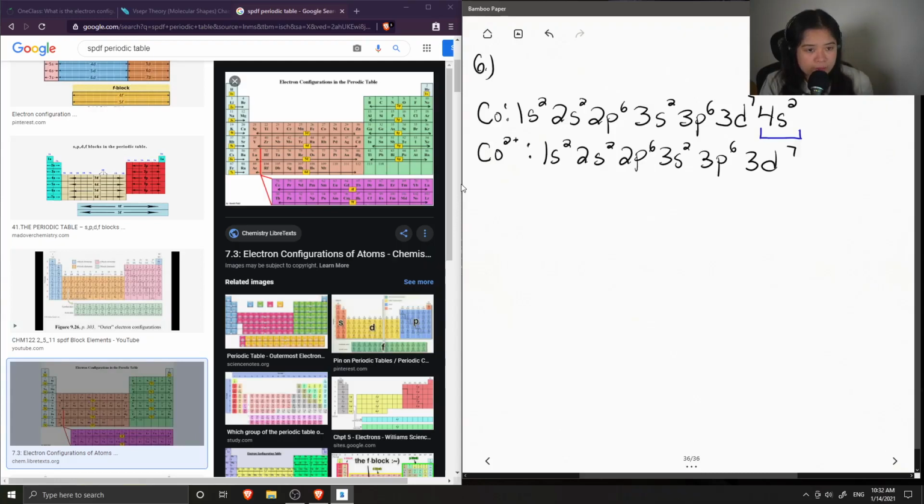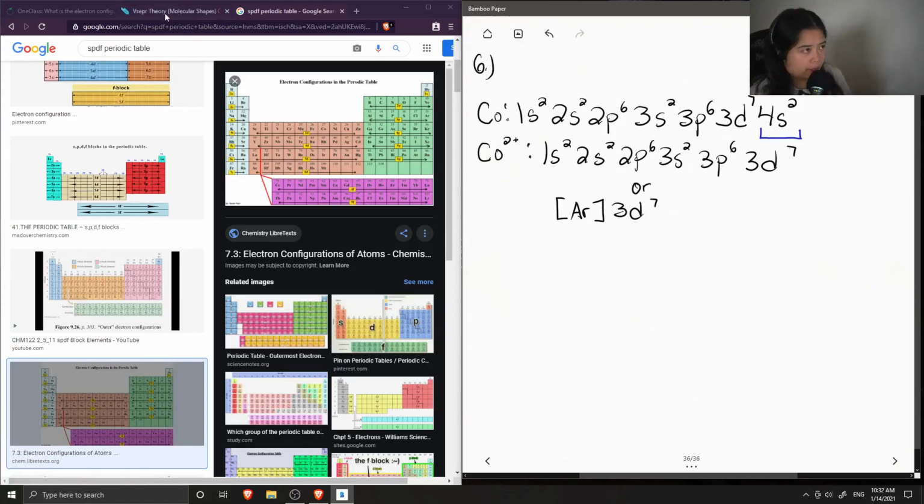And if we were to write the shorthand configuration of this, then you just need to find the noble gas that comes before cobalt, which would be argon, and you write it in square brackets, and then you just continue on writing the rest of your electron configuration. So in this case, it's just 3d7.